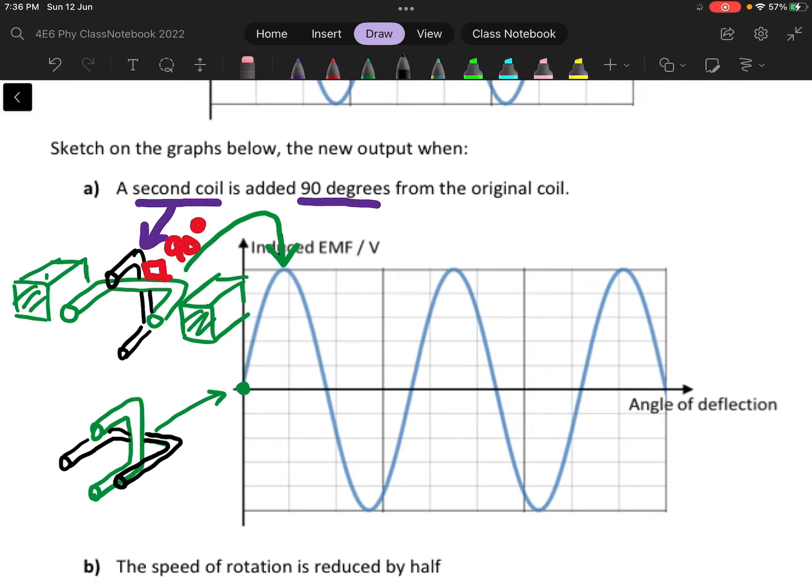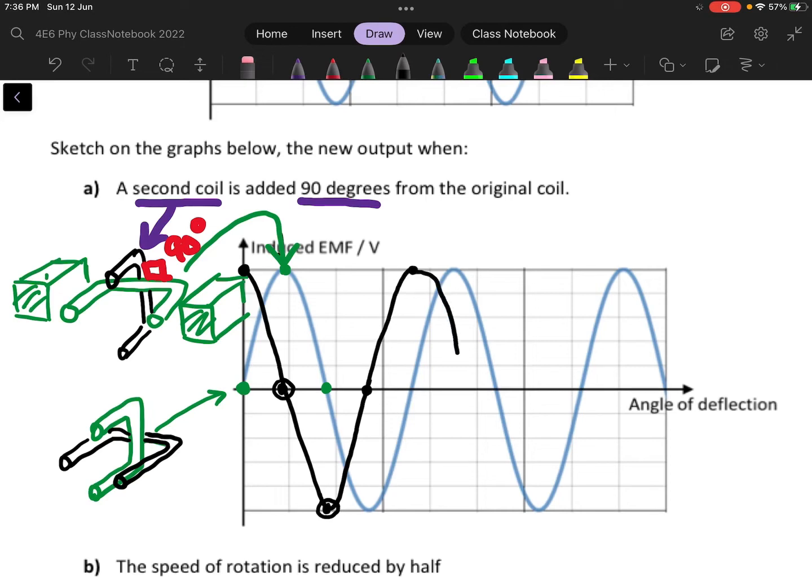So if my new coil is horizontal, it means that my new coil must have a maximum EMF. If I keep on doing this, I will be able to see that the new EMF being produced will be, for example, when my green coil is at maximum, my new coil will be at 0, and when my old coil is at 0, my new coil is going to be at negative maximum.